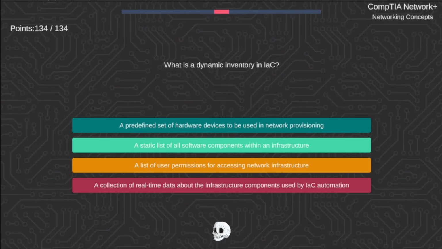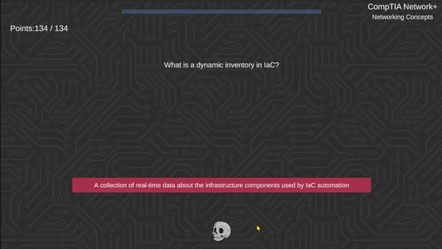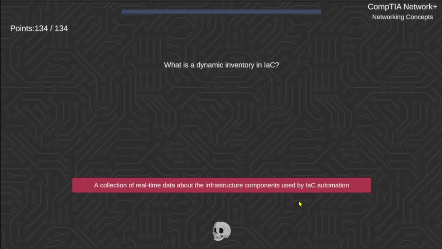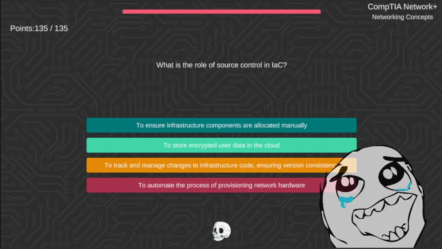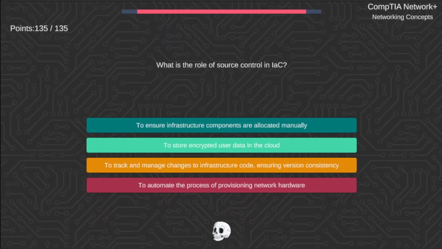Dynamic inventory. Correct answer is a collection of real-time data about the infrastructure components used by IAC automation. What is the role of source control in IAC?